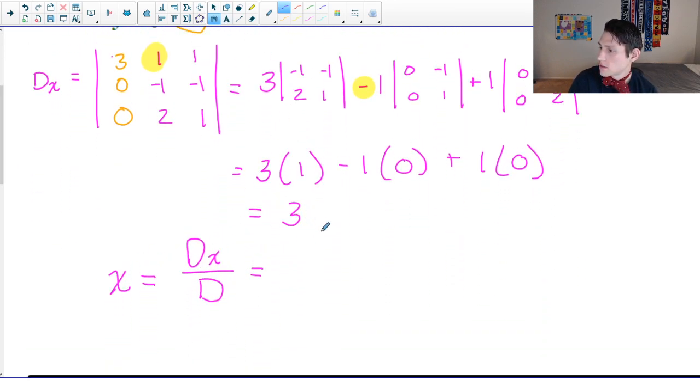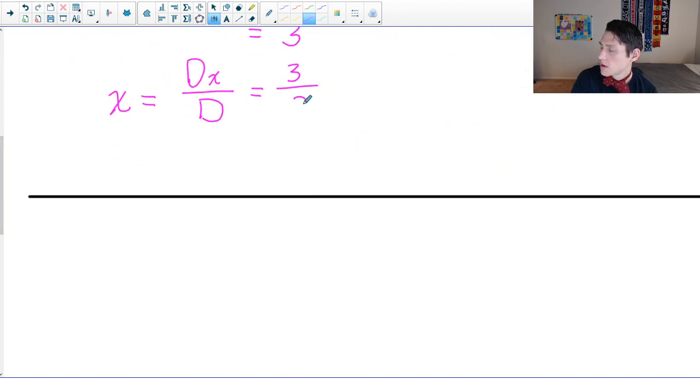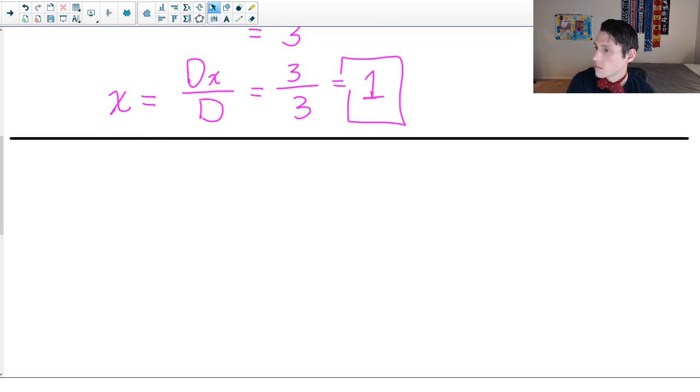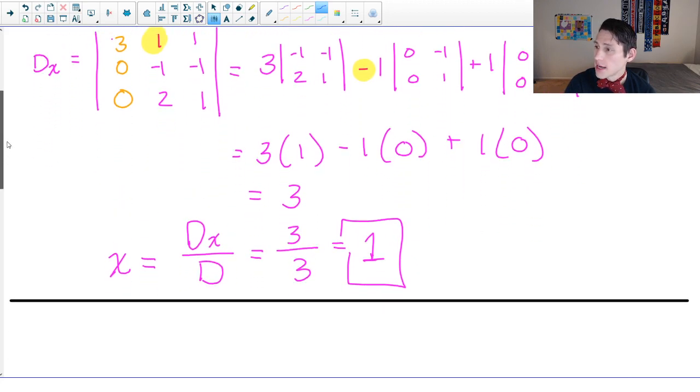Okay, so x is dx over D, so dx is 3. We just found dx is 3. D from our original determinant, or from the warm-up, is also 3. So x is 3 divided by 3, which I think is 1. All right, so that's solving for x.